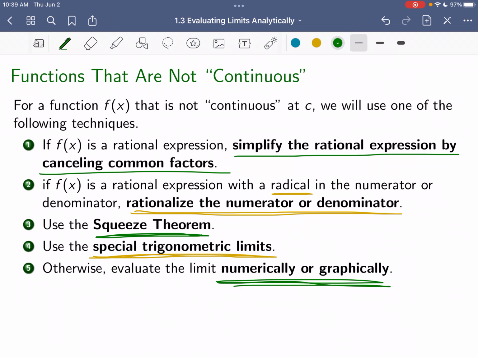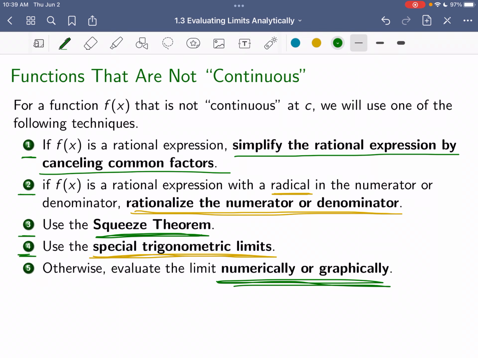Right? So using processes that we have previously talked about, that we initially looked at prior to evaluating these things analytically. And so in this video, we're just mentioning these 5 strategies. In the subsequent videos, we will look at specific examples where we use each one of these 5 strategies.